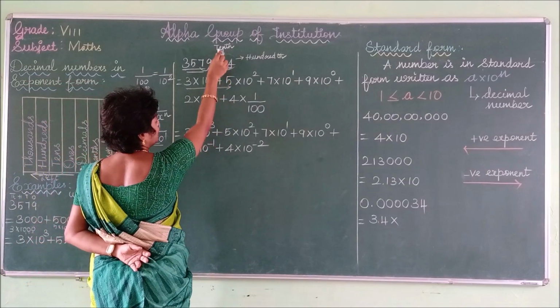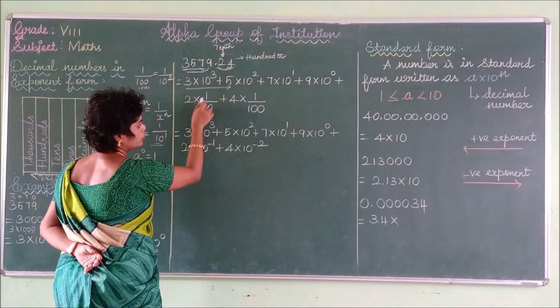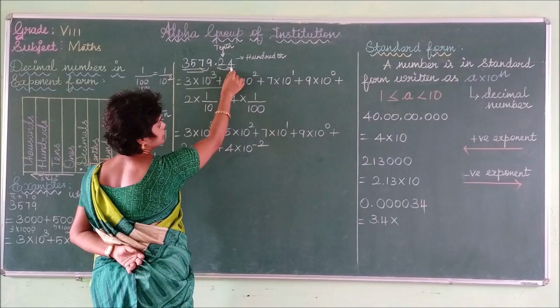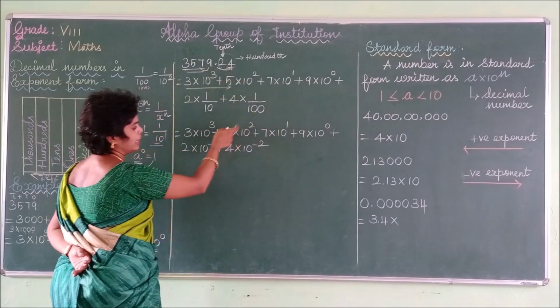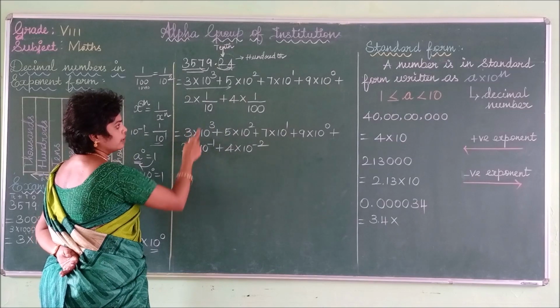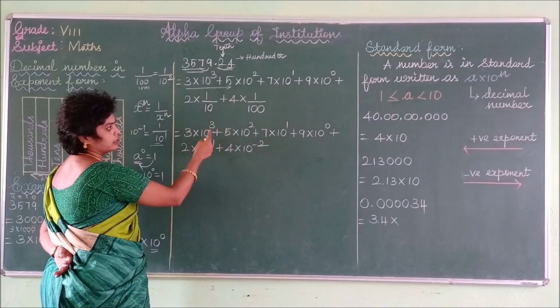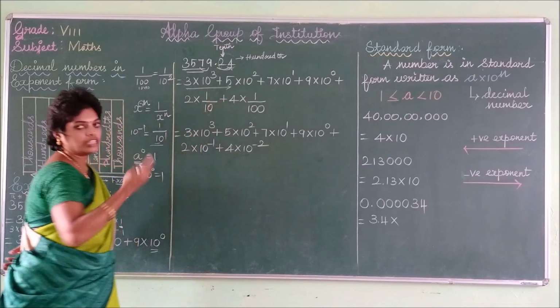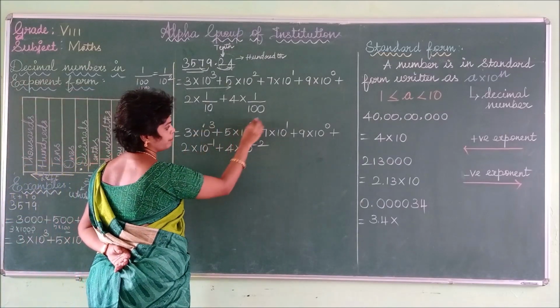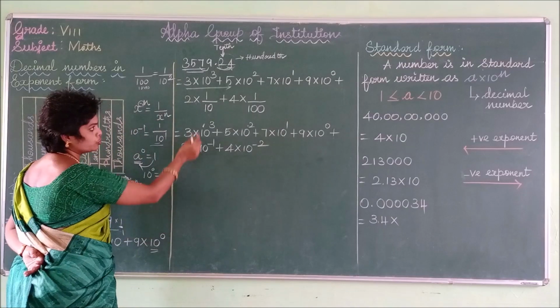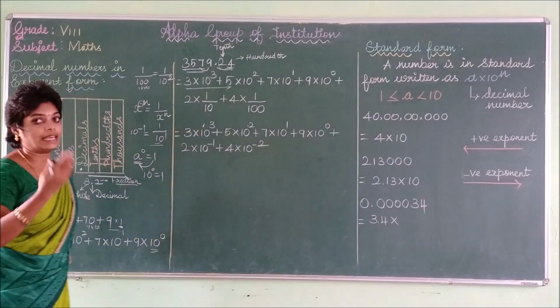So this is in the place of tenths. So 2 into 1 by 10. This is in the place of hundredths. So 4 into 1 by 100. So change and write it in the form of 10 power, not 1 by 10. You have to write it in the form of 10 power because all the other values are in the form of 10 power, 10 power, 10 power. So you should change this 1 by 10 into a 10 power.